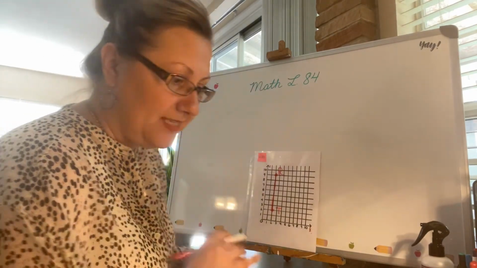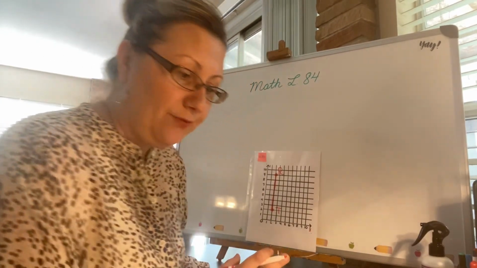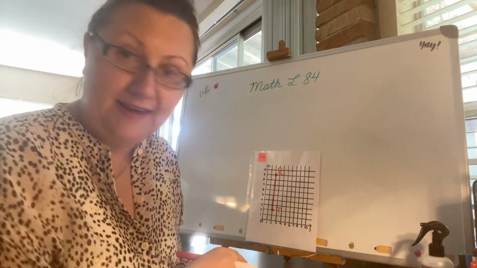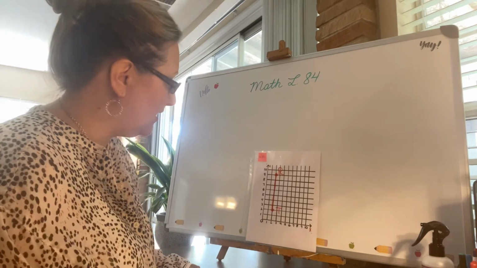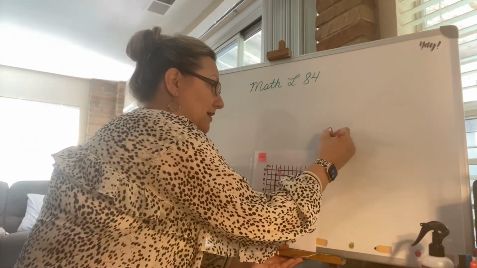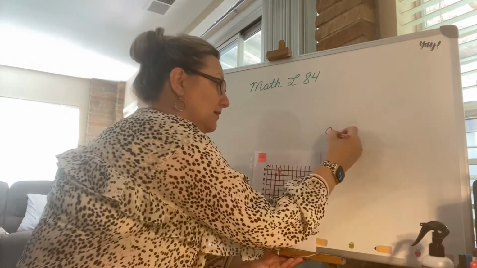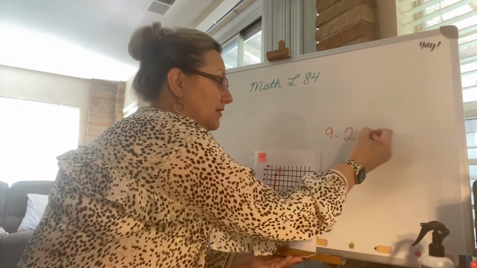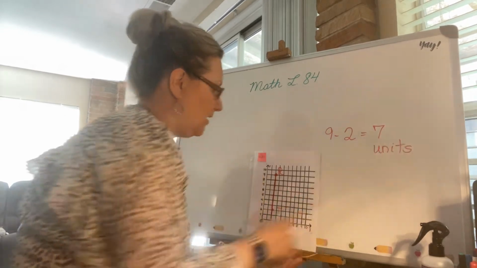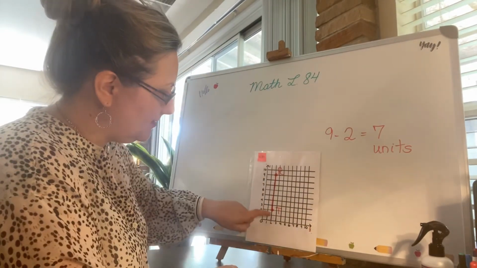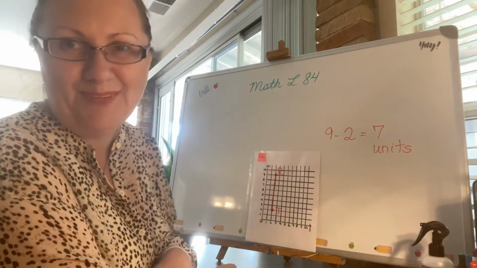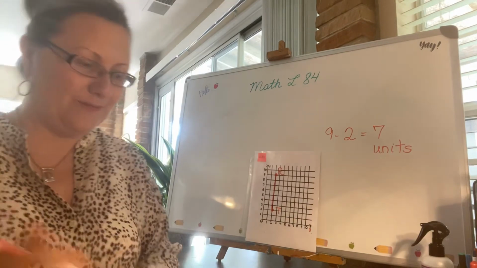It's very simply, we can just count the units, or we can subtract the y coordinates. The y coordinates are 9 and 2, so we can say the y at 9 minus the y at 2 is 7, and we are going to call it 7 units. Or we could have just said, okay, let's start here. 1, 2, 3, 4, 5, 6, 7. It's that simple.